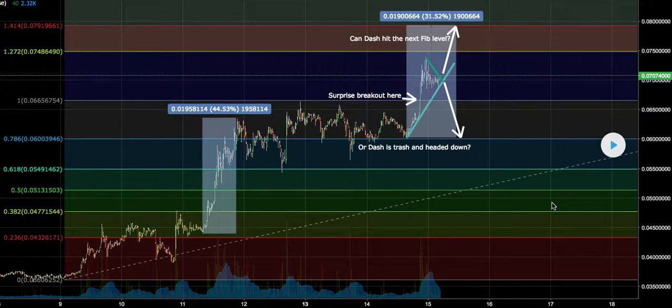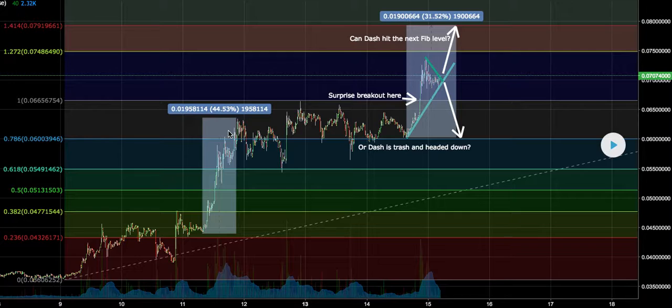So what we're looking at is Dash on a 15-minute time frame. So every tick here is a 15-minute tick, and there's a couple things that I was looking at. So first of all, I was looking at this run right here, and I highlighted this in the box. This run was approximately 0.019 pips for Dash. So this box represents that kind of a climb.